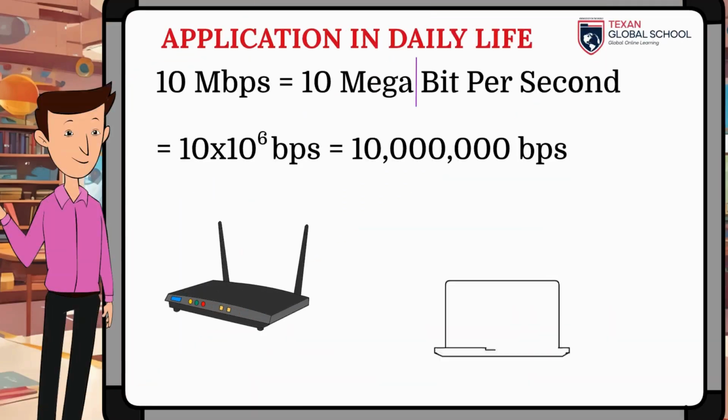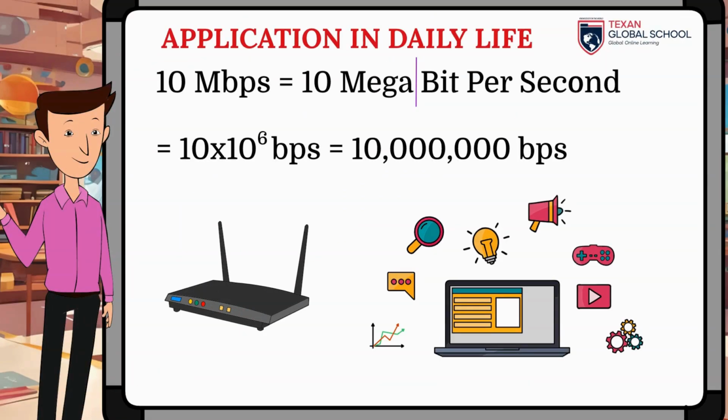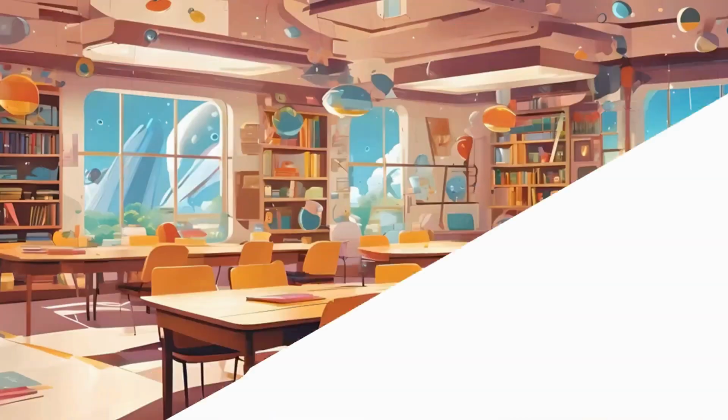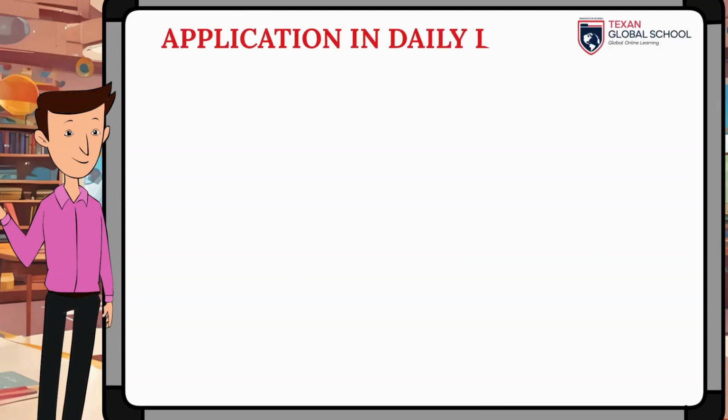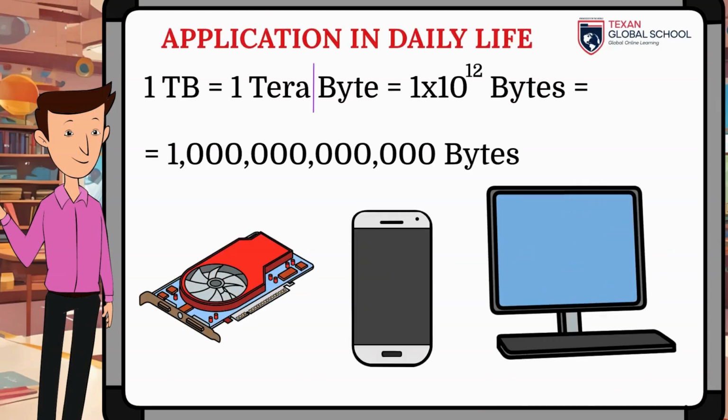10 megabits per second is the speed on the internet, for example, which represents 10 million bits per second of information transmission. Or the capacity of a computer or cell phone hard drive. A terabyte represents 1 times 10 to 12 bytes of capacity to store data in some unit.